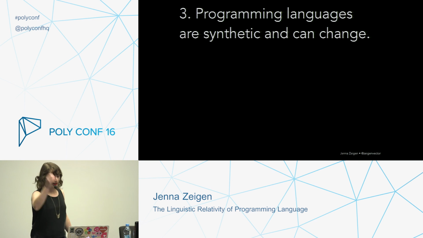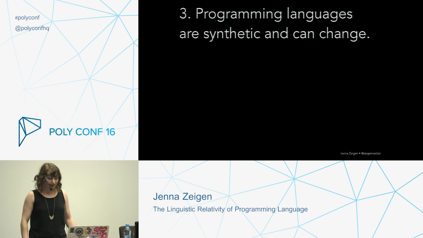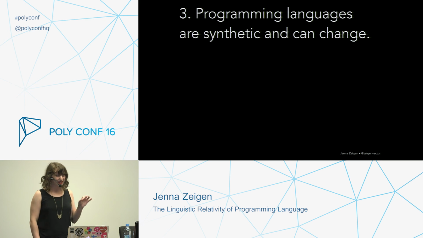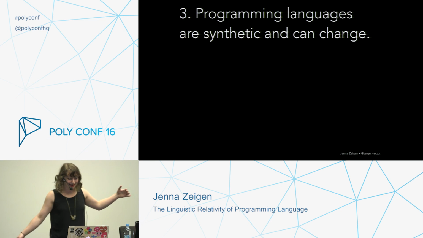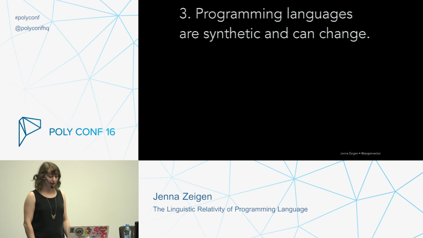So the third thing is that programming languages are synthetic and can change. With spoken languages, change is very slow. It happens over hundreds of years with very little regulation, and this leads to quirks and irregularities. Like, with all the jokes I make about JavaScript being weird, English is also pretty weird, right? It's not really deterministic, and that's because of the very natural evolution of the language.